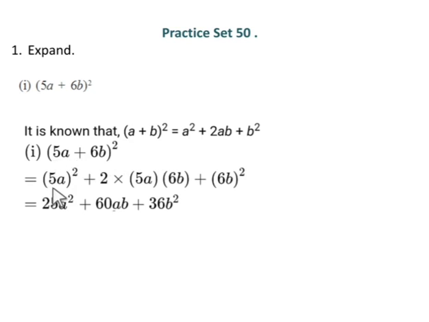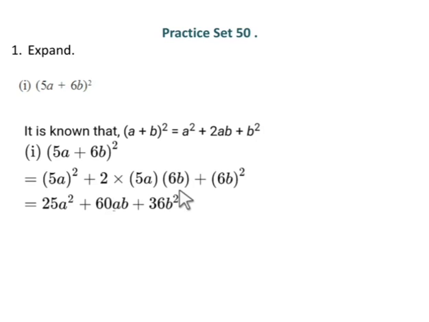(5a)². The first term will become first term whole square, that is (5a)², plus 2 multiplied by first term multiplied by second term, that is 2 multiplied by 5a multiplied by 6b, plus second term whole square, that is (6b)². Now (5a)² is 25a², that is 5 square and a square. 5 square is 25, a square, plus.